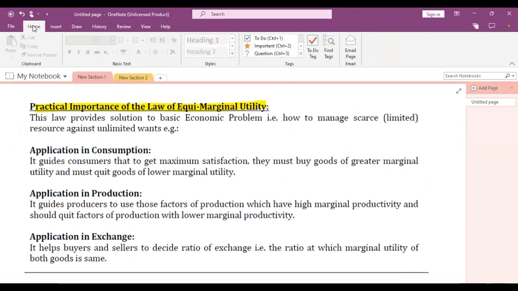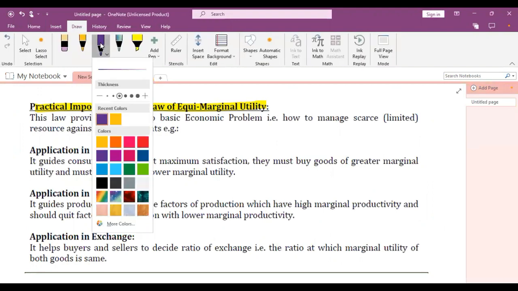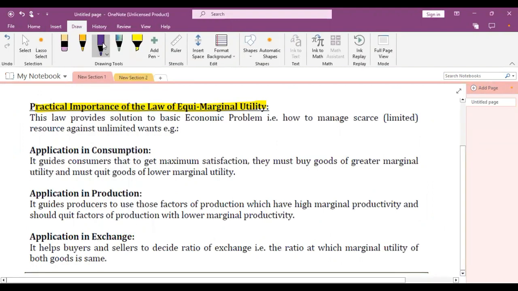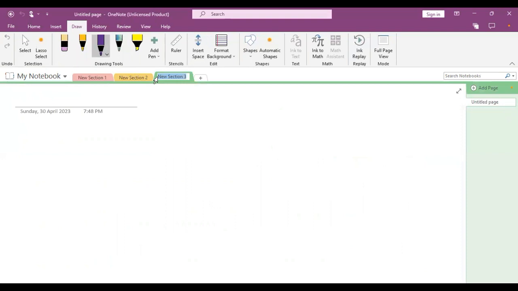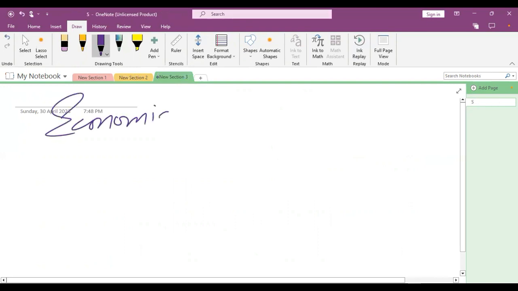This law provides a solution of the basic economic problem that we have to tackle in our daily life, that we have only limited resources but wants are unlimited. We have to face a number of economic problems in our daily life.